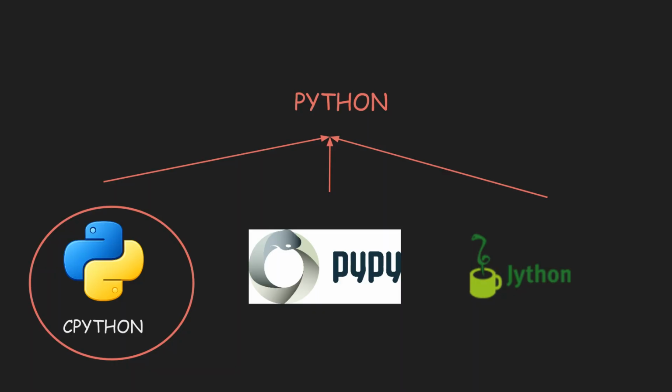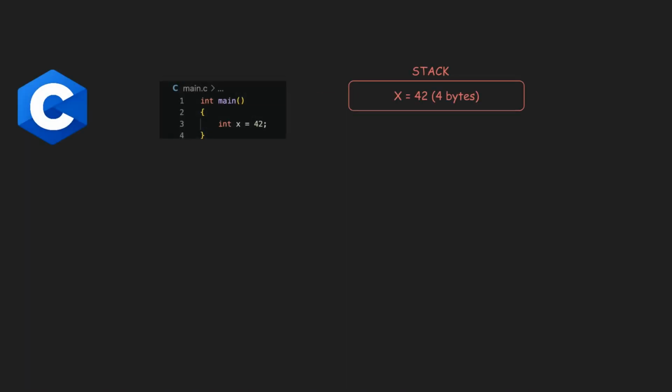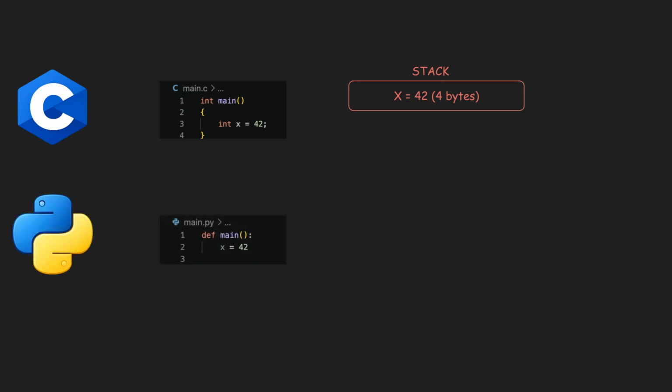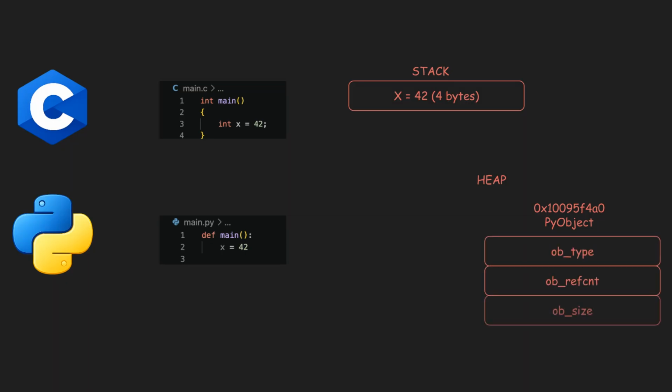Now let's compare the same piece of code in C and Python. In C, when you set int x to 42, the compiler simply allocates 4 bytes for x on the stack. In Python, things work very differently. When you write x equal to 42, CPython allocates a PyObject on the heap. The PyObject is a C struct CPython uses to represent every Python object in memory. Besides storing the actual value, it also stores metadata, such as the object's type, reference count, and other information the interpreter needs to manage it.